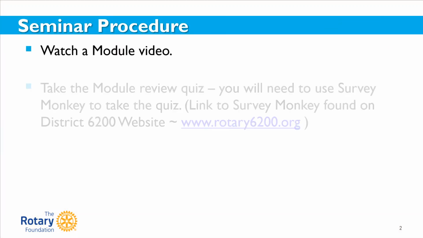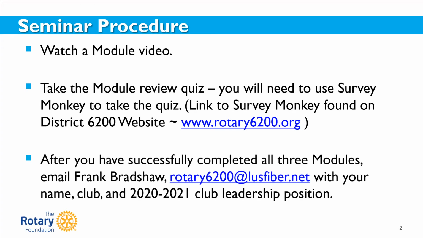Here is how the seminar will proceed. First, you will watch the video as you are doing here. There are 3 videos in all. After you watch a video, take the review quiz. You will need to use SurveyMonkey to take the quiz, and the link to SurveyMonkey can be found at the district's website. After you've completed all 3 quizzes, email me at the address shown on the screen. Simply give me your name, the name of your club, and your club position for the coming Rotary year. This way, I will be able to give your club the proper credit for the training.